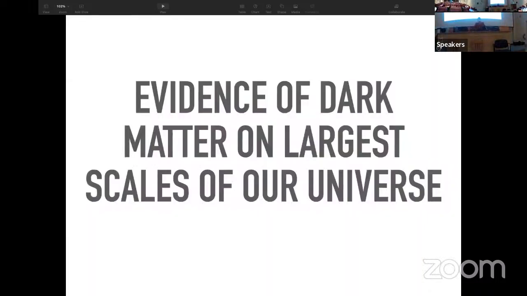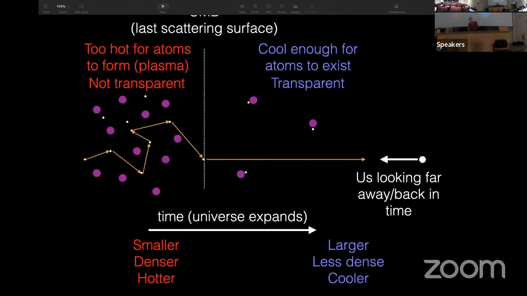So I want to now talk about the universe on the largest scales. I promised you all these orders of magnitude, so now I want to go to the largest possible scales. And I want to tell you about this really cool thing called the cosmic microwave background. So stick with me for a moment. I promise it'll be really cool.